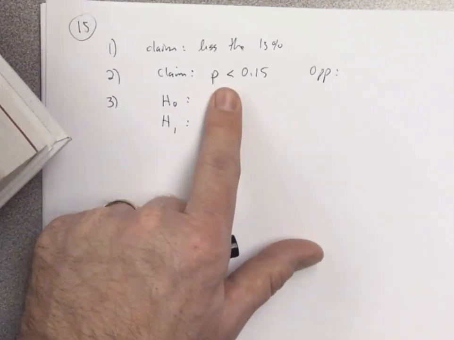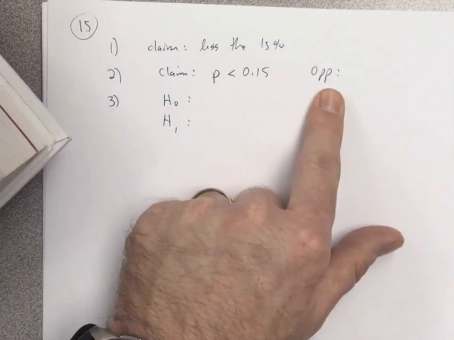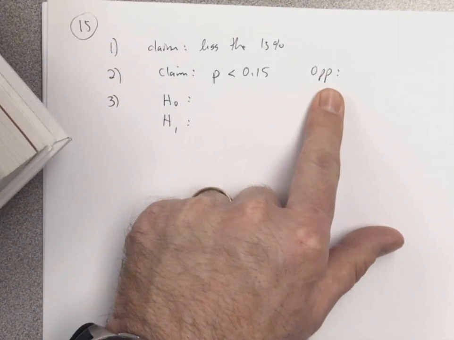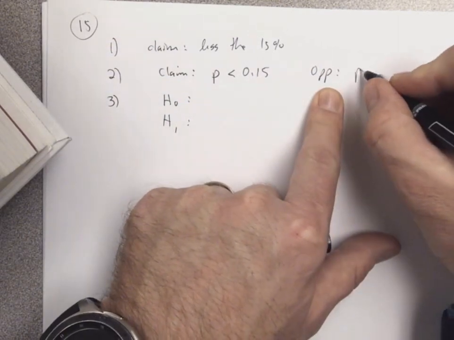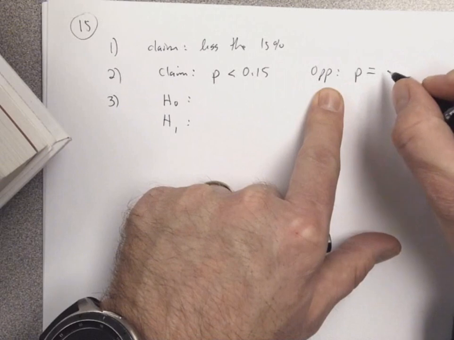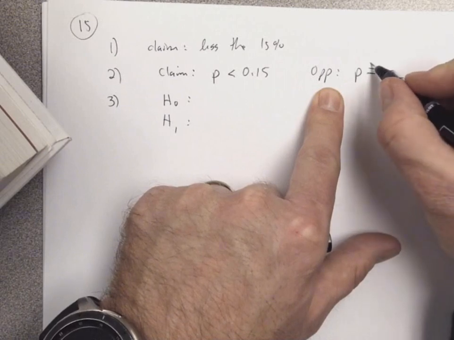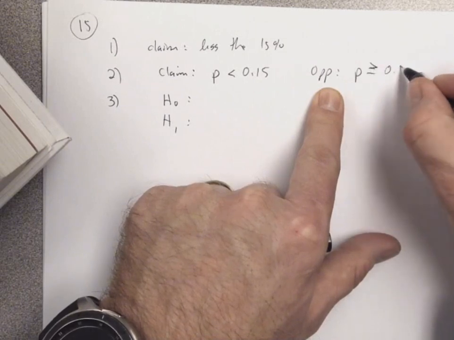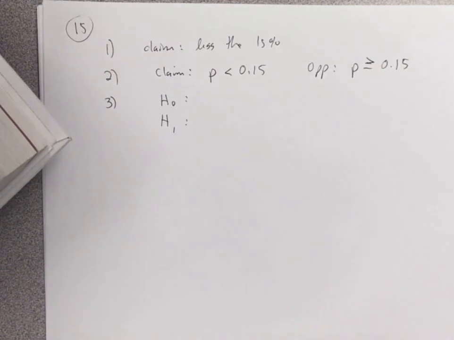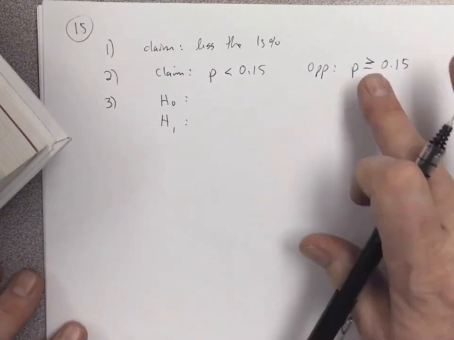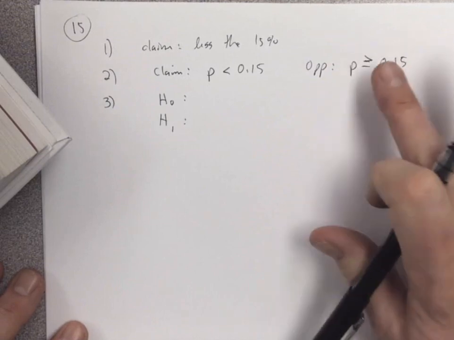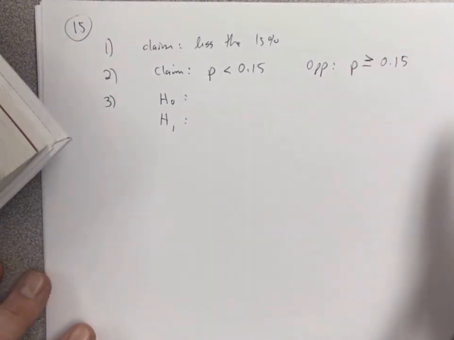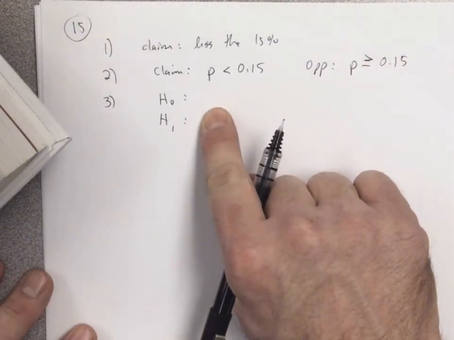So if the claim is less than 15%, what's the opposite? Yep, greater than or equal to. So we're just going to say equal, right? Do you guys agree it would be greater than or equal to 0.15? Okay. So I can write like equal. You could leave that if you want, or equal. Yeah, make sure it has the equal. That's the most important part, okay? So I'm going to drop the equal when I put it over here, okay?